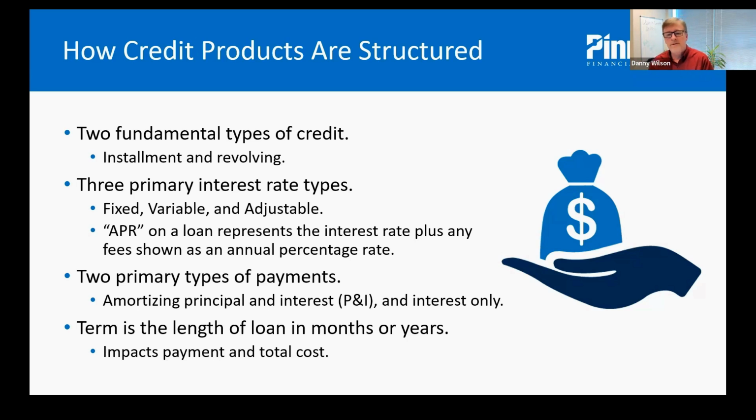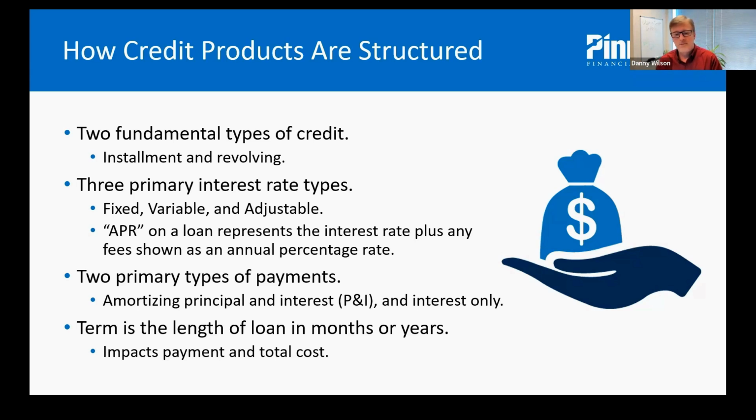There are three primary interest rate types: fixed, usually associated with the installment loans. That means it doesn't move. The variable, usually associated with revolving lines of credit, means it goes up and down. It's tied to something like prime or some other rate like LIBOR or that type of thing.